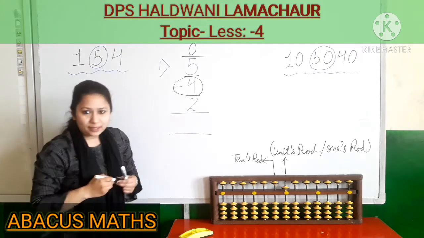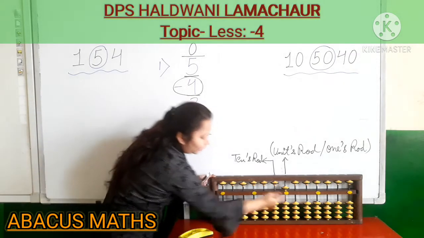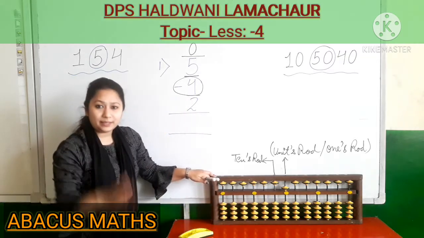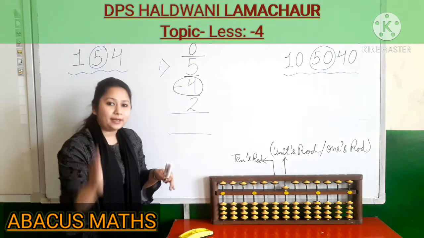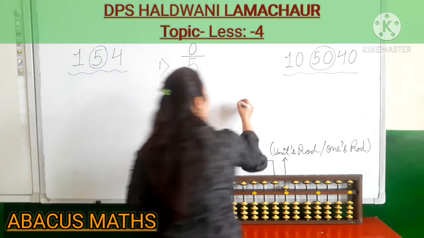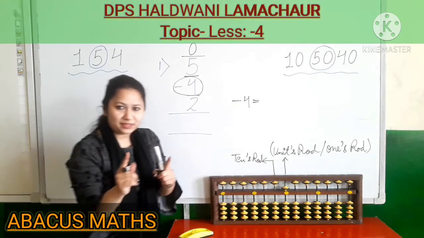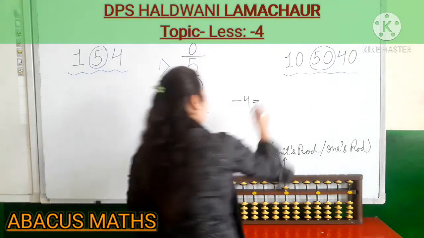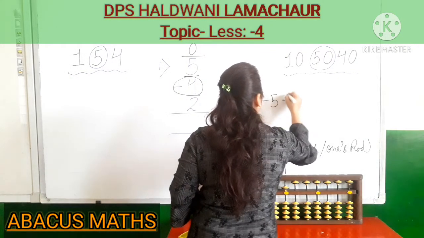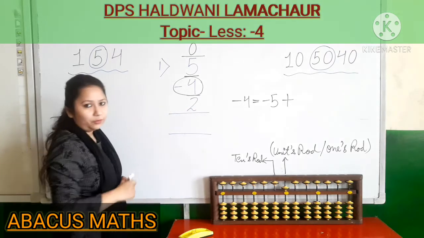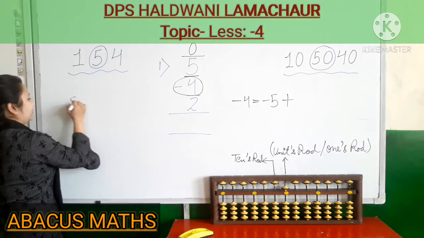But you can see kids that 4 bead is not added only. See, 4 beads are not down. So how you will minus it? Now for subtracting 4, the first number which you will subtract is 5. And then you have to add the friend. Now who is the friend of 4? See, small friends.